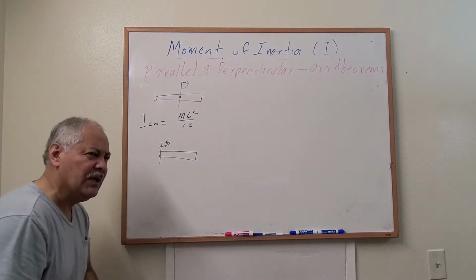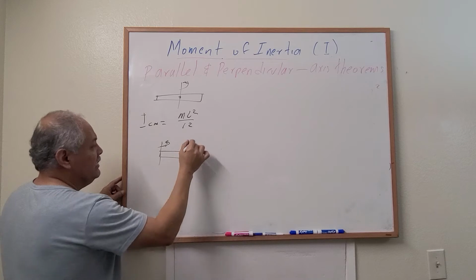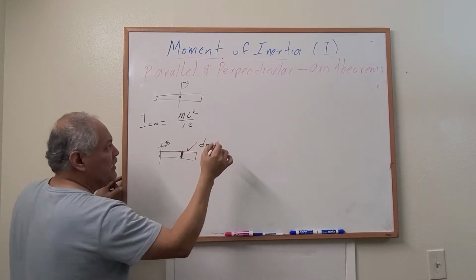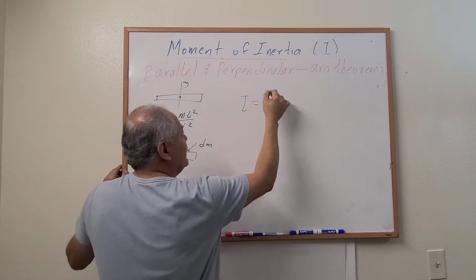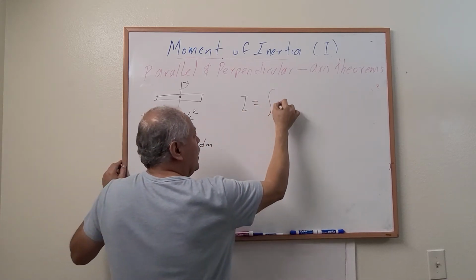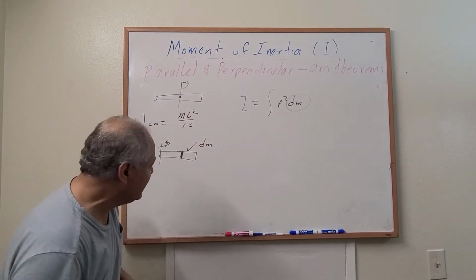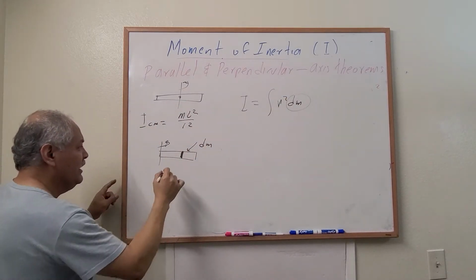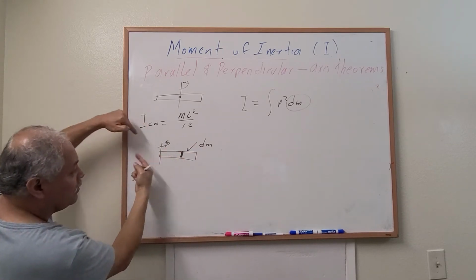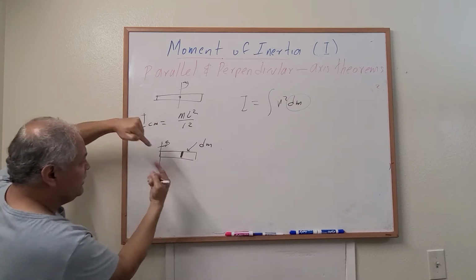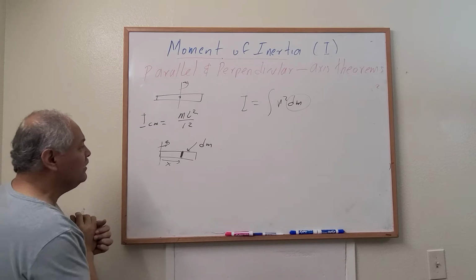Now let's do the same thing as we did before. Let's take an elemental mass right here. This is my dm. Remember, we're looking for the moment of inertia about this x rotation. It equals the integral of r squared dm. One more time, I'm looking at this elemental mass in this rod. This element behaves as a particle rotating through this axis, so it has a radius for that particle.